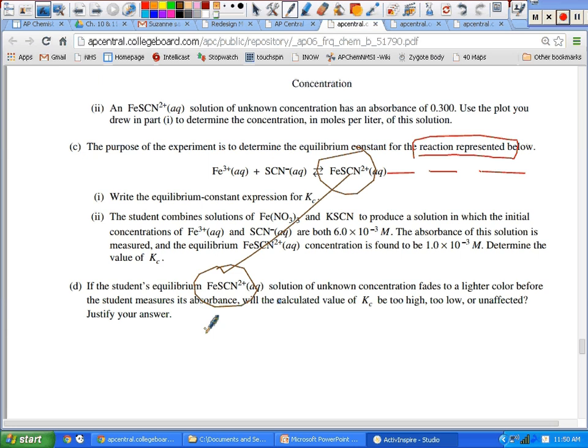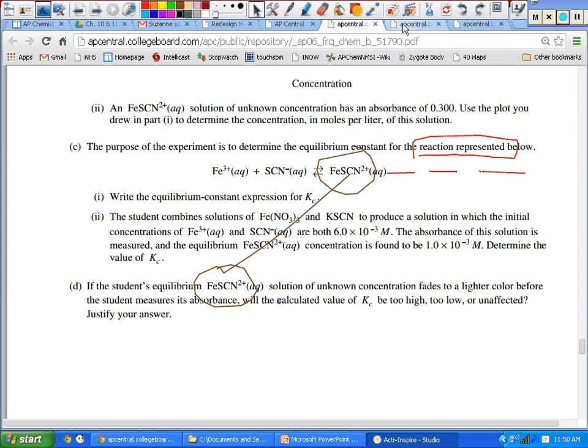How often do you think unaffected is a possible answer choice? It's rarer than not, but it is possible. If you put a solid, what happens to the equilibrium? Nothing. So there are times where it could be. All right. The correct answer is too low. All right. Very good. So let's talk about why.